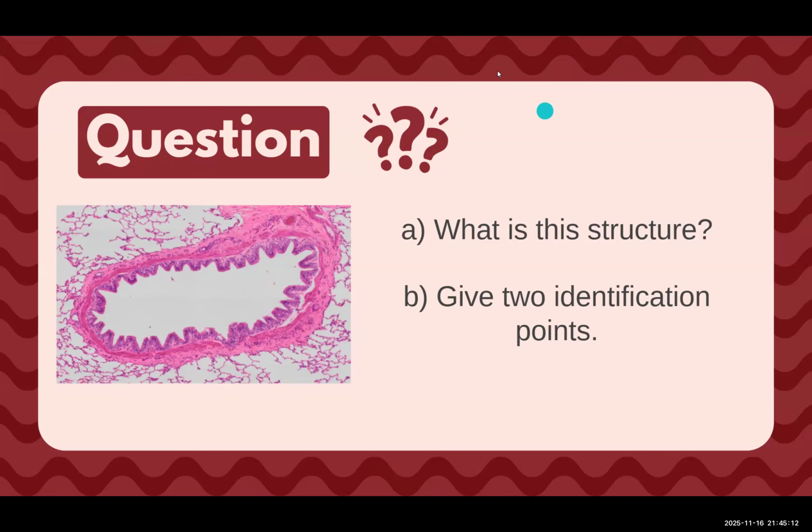So this is the bronchus, bronchiole, I mean, bronchiole. Yeah. And the identification points is that it does not have any cartilage. And it has thin muscularis. Yeah, I think that would be accepted.